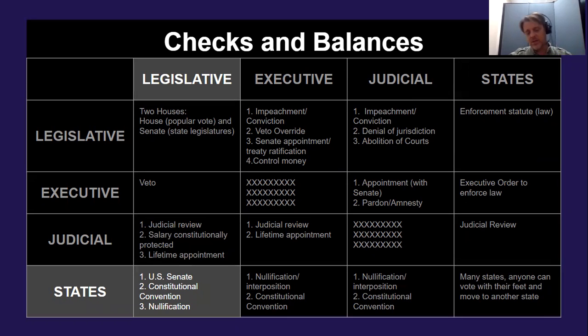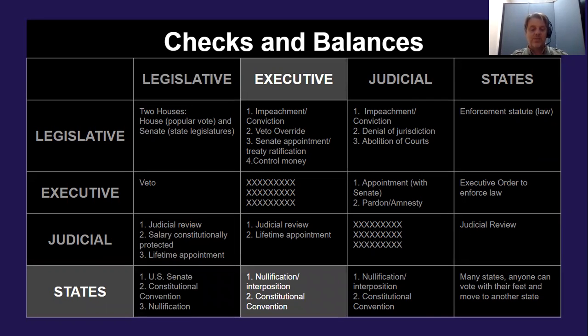The states can call for a constitutional convention and completely get rid of the federal government. And they can also nullify certain laws. They can just ignore them until there's a ruling. It's not really anybody to enforce something like that. Same thing, nullification, constitutional convention. They could hold a convention. They can make an amendment to the Constitution that just outlaws the executive branch, puts everything back in Congress, creates a parliamentary system.